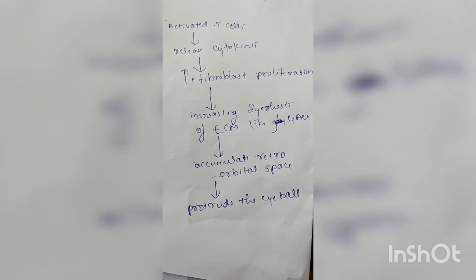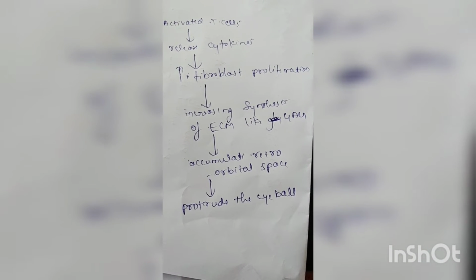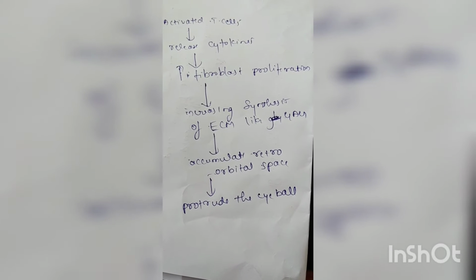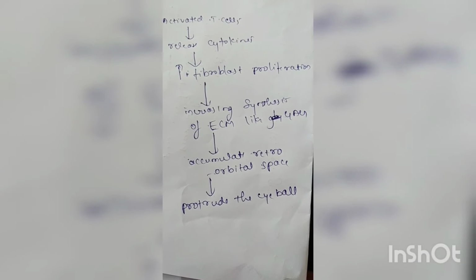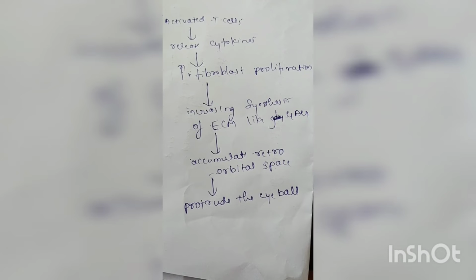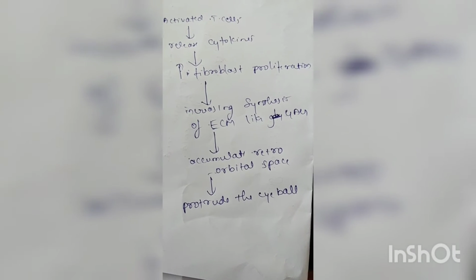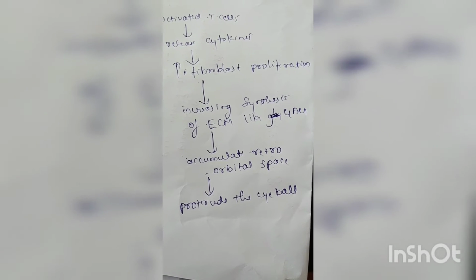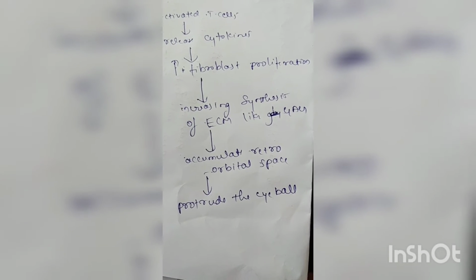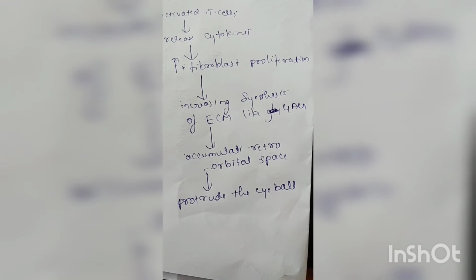Activated T cells release cytokines. They increase the proliferation and the synthesis of extracellular matrix like glycosaminoglycans, such as heparan sulfate and chondroitin sulfate. These accumulate in the retro-orbital space, thereby protruding the eyeball. In this way exophthalmos occurs.